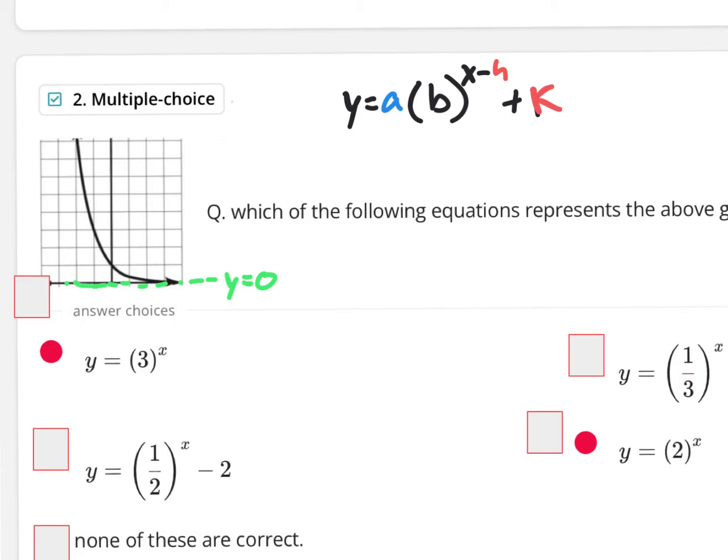So how could we determine whether it's 1/2 or 1/3? They're both decay functions. How do we know? Do we just guess? Absolutely not. Whenever you're faced with a choice of which equation it is, you could always pick a coordinate, and I'm talking about a nice coordinate. Like let's say this coordinate right here. That coordinate is -1, 3.